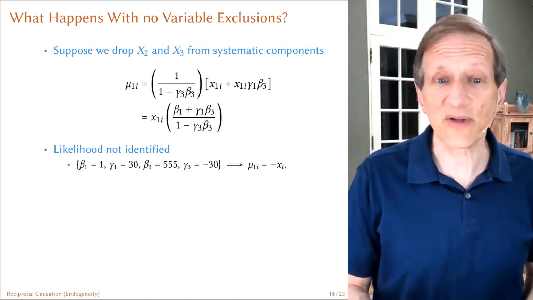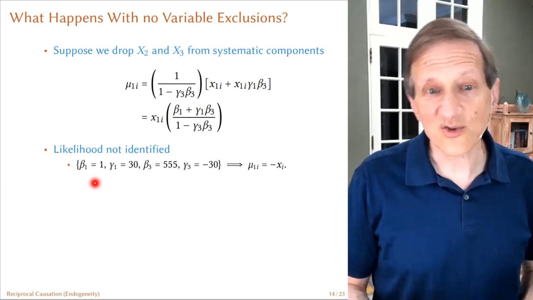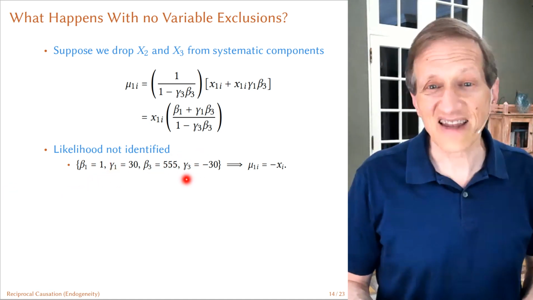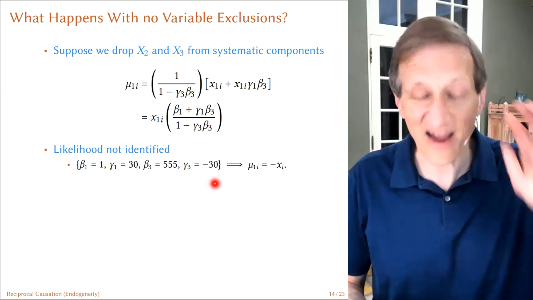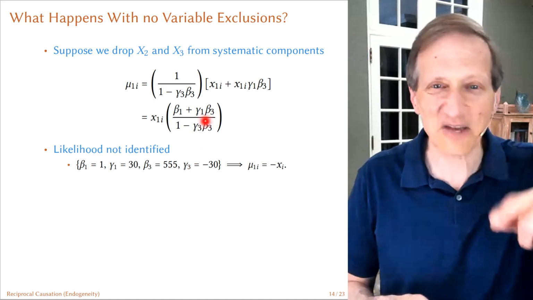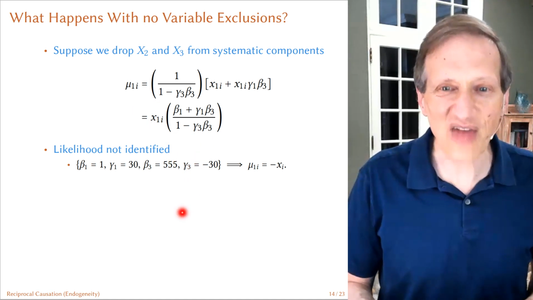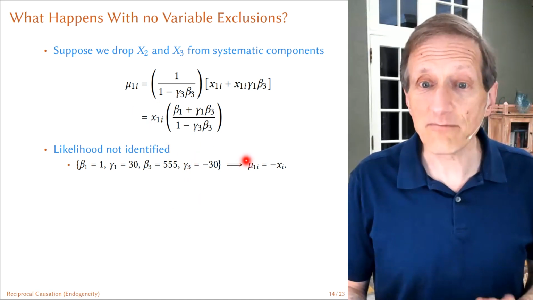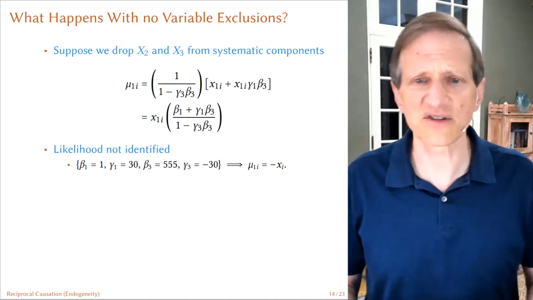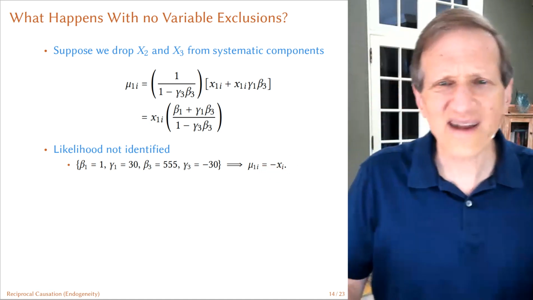Well, here's an example. So if beta 1 is 1 and gamma 1 is 30 and beta 3 is 555 and gamma 3 is minus 30, I did just pull that out of my hat, but you couldn't do that just sitting here. You have to just substitute some numbers in here. But if you do that, it turns out that mu1 is equal to minus x1.